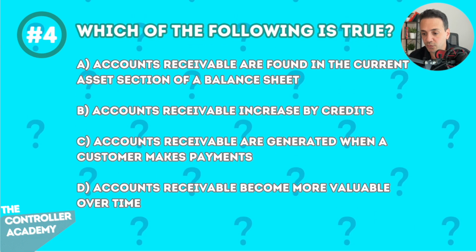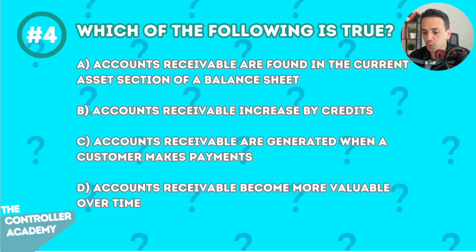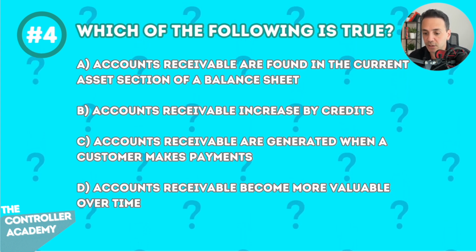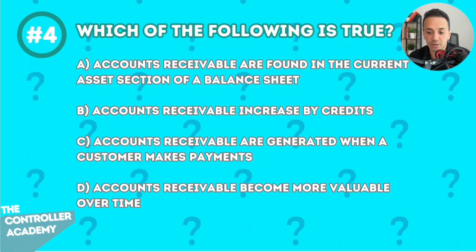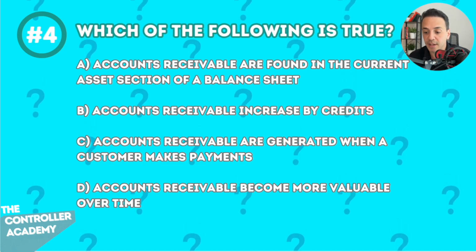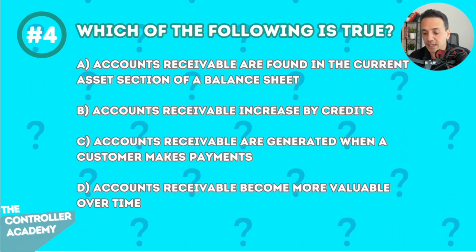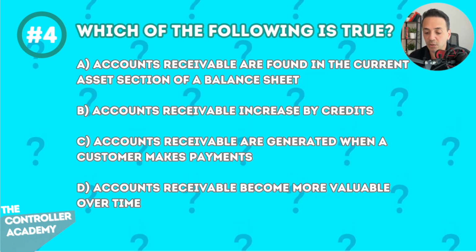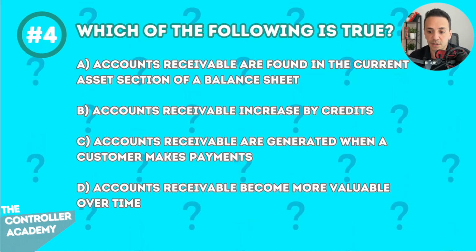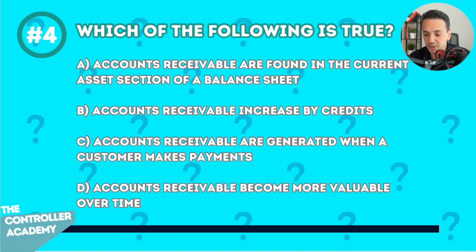All right, question number 4. Which of the following is true? Accounts receivable are found in the current section of the balance sheet. Accounts receivable increase by credits. Accounts receivable are generated when a customer makes a payment. The accounts receivable become more valuable over time. Let's start a timer here of 10 seconds.